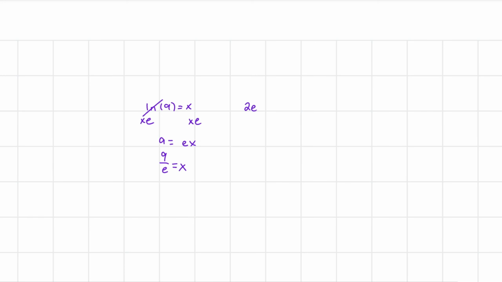What if you had 2e raised to the power of 2x is equal to 24? You could divide by 2 on each side. e raised to the power of 2x is equal to 12. 2x is equal to natural log of 12. x is equal to natural log of 12 over 2.